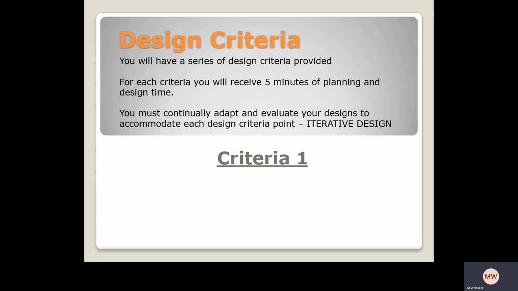Criteria number 1. The first criteria for your design is going to be to make your child's toothbrush easy to hold. We often refer to this as ergonomic in shape. So what we're going to do is we're going to give you 5 minutes to come up with a range of toothbrush designs that focus only on being easy to hold.